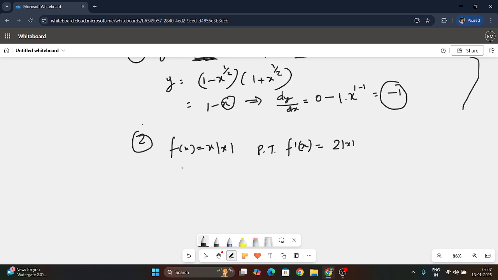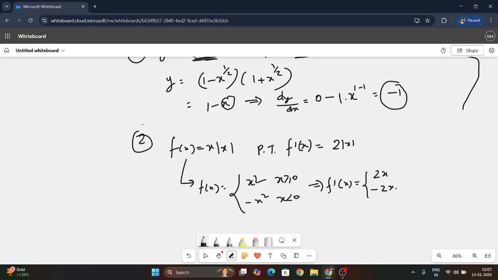I hope that you have the basic knowledge of the function. So f(x) is equal to x square when x is greater than or equal to 0, and when x is negative, it is going to be minus x square. When you differentiate it, you will get f dash x is equal to 2x here and minus 2x here. As you know, x is positive in this case and x is negative in this case.